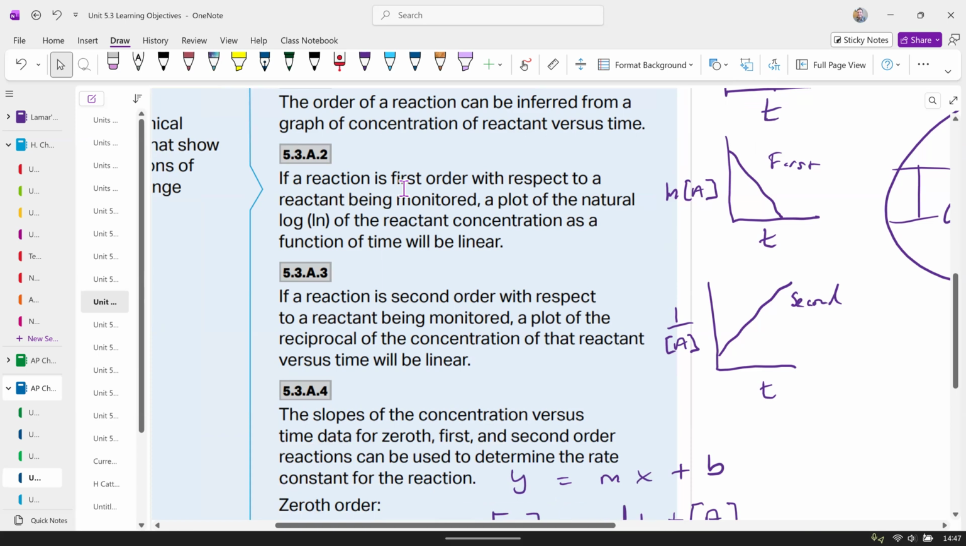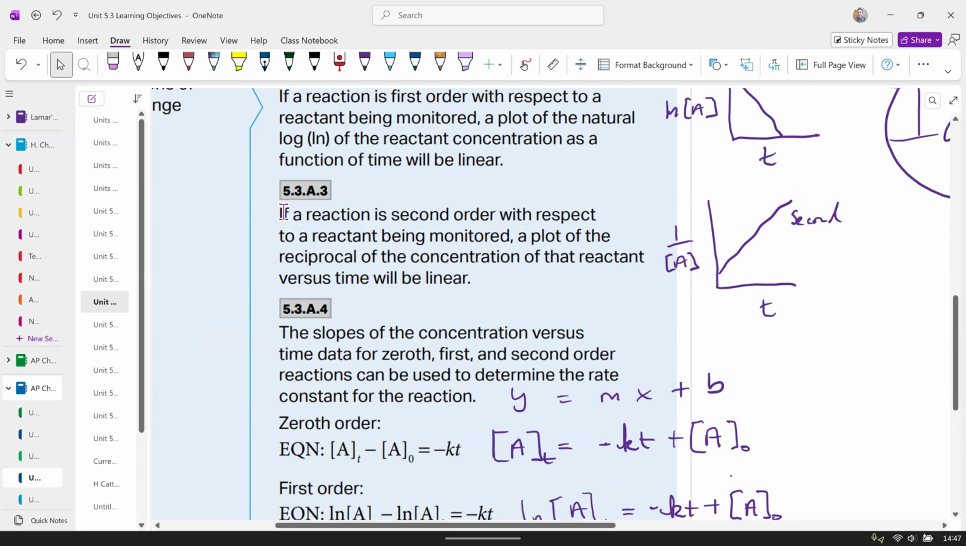If a reaction is first order with respect to a reactant being monitored, the plot of the natural log of the concentration as a function of time will be linear. So when we have a graph of the natural log of the concentration versus time and it's a negative linear plot, we can identify that as being a first order reaction.